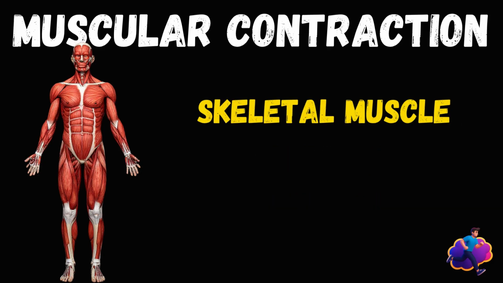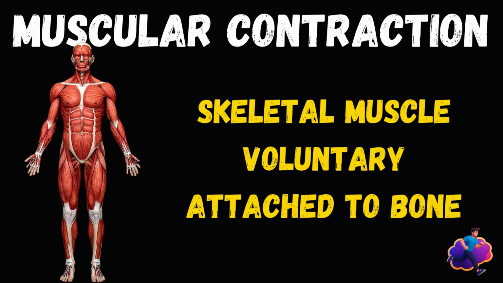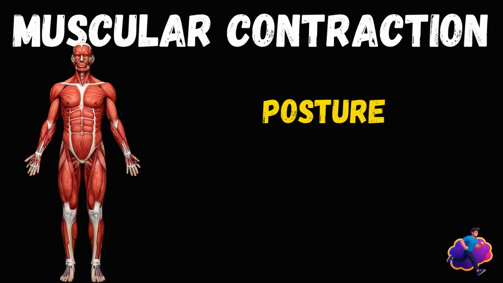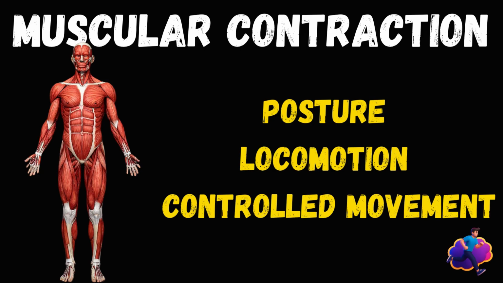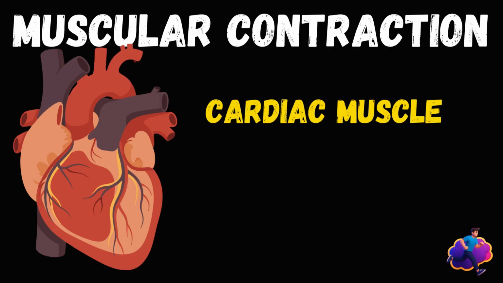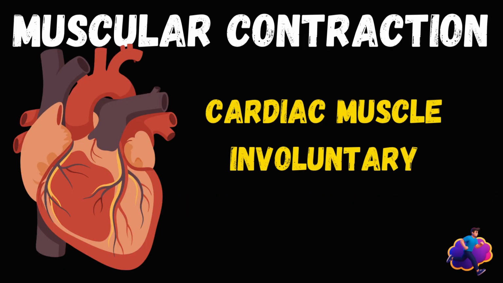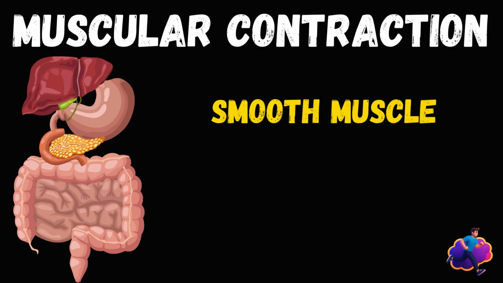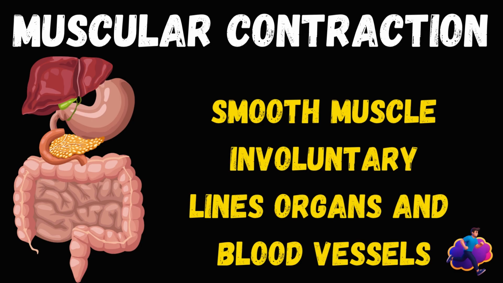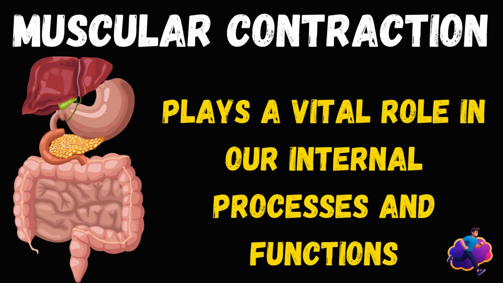Skeletal muscle is what we usually think of when we talk about exercise or sport. It's the voluntary muscle attached to bones by tendons, responsible for posture, locomotion, and all forms of controlled movement. Cardiac muscle, found only in the heart, is involuntary and rhythmically contracts to pump blood throughout the body. And smooth muscle is also involuntary, lining our organs and blood vessels, and plays a vital role in regulating internal processes such as digestion or blood flow.